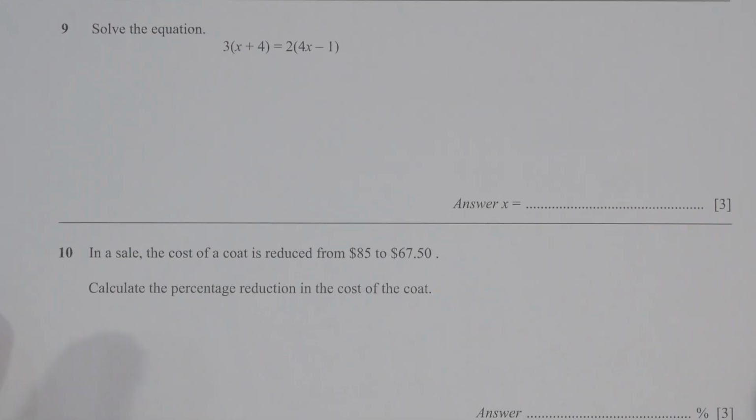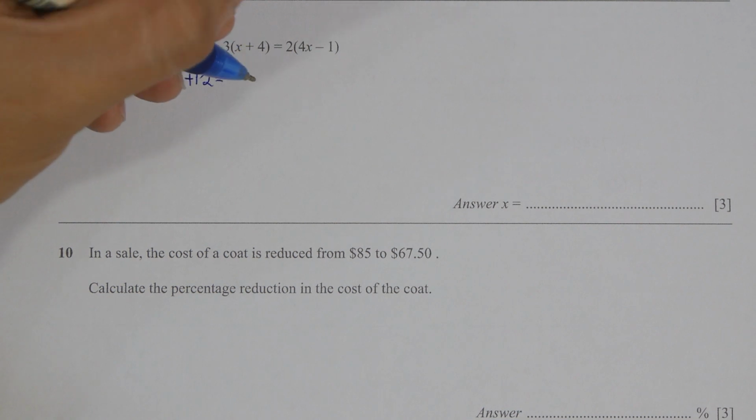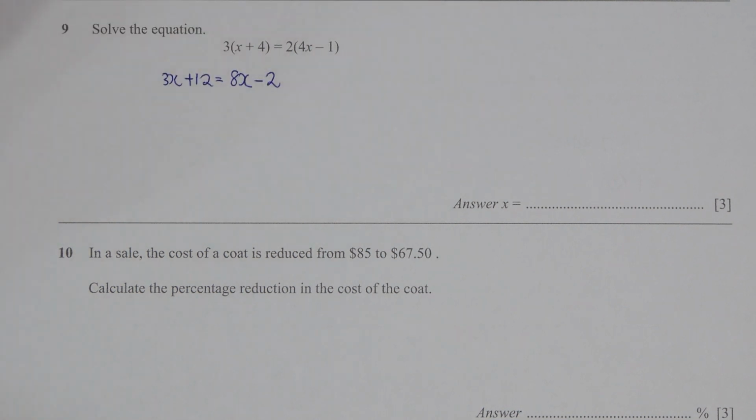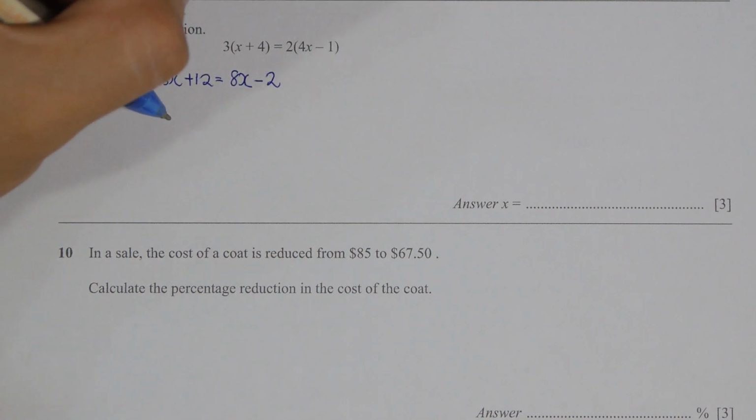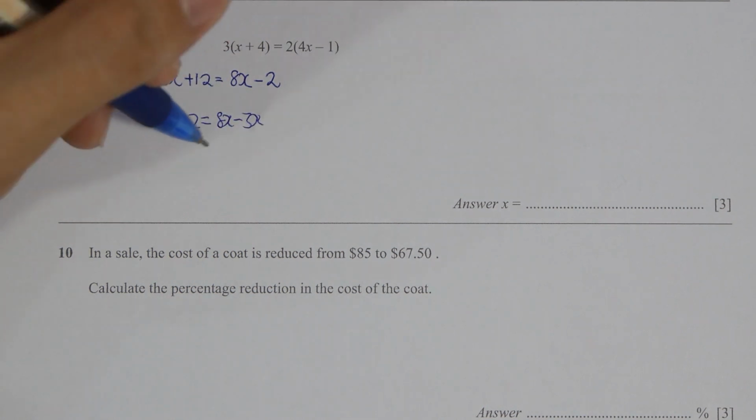Question 9, pretty straightforward as well. Simply multiply 3 into x plus 4 and 2 into 4x minus 1. Rearrange them and get the final result as 2.8.